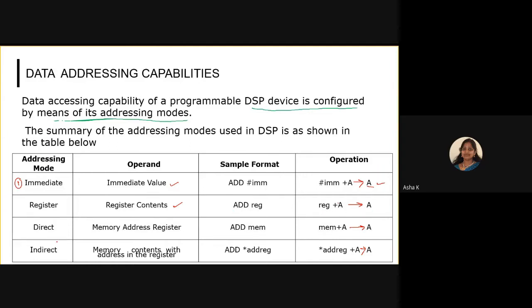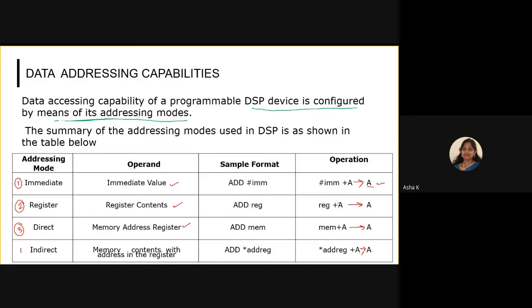And again we have the addressing modes. The second one is register. The third one is the direct addressing mode. In direct addressing mode, the operand is a memory address register. We have certain memory address registers, represented as MEM. ADD MEM means MEM plus A is stored in A itself.